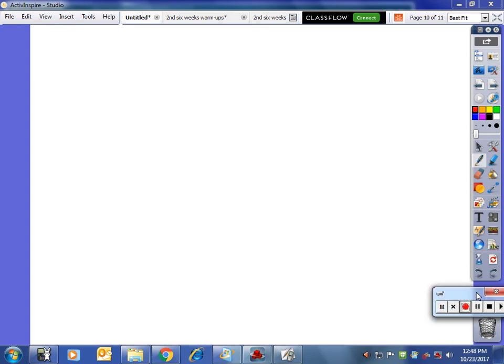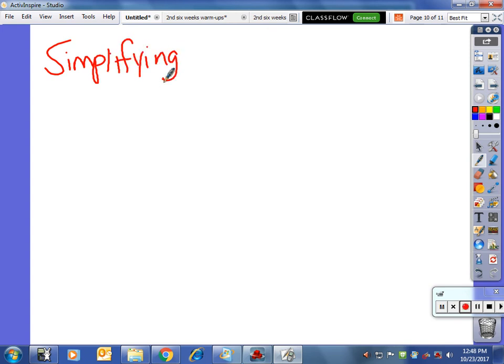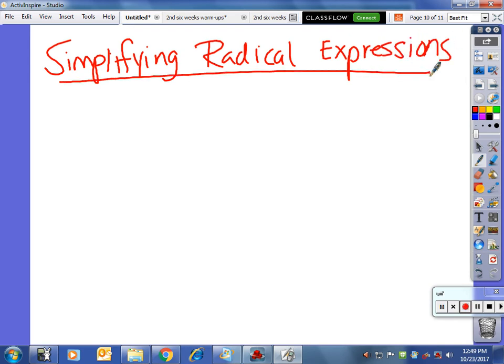Alright guys, today we are simplifying radical expressions. A radical is just a square root symbol. Now this is going to involve breaking down a number like we did on Friday. We did the factor trees and I showed you that little method that I like. We also are going to be looking at perfect square factors.